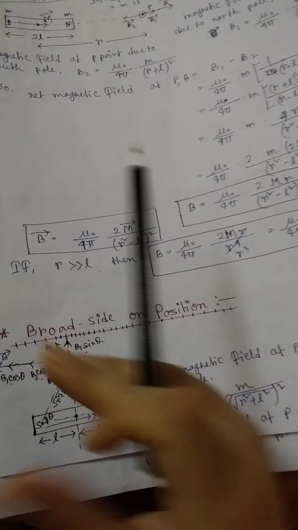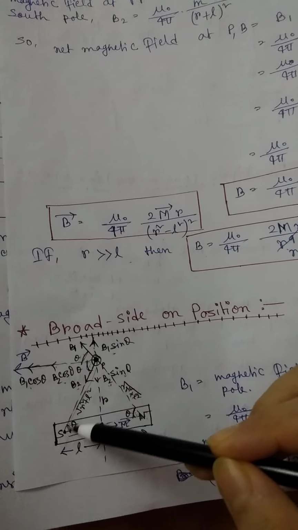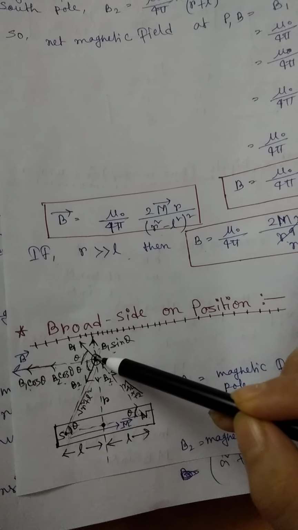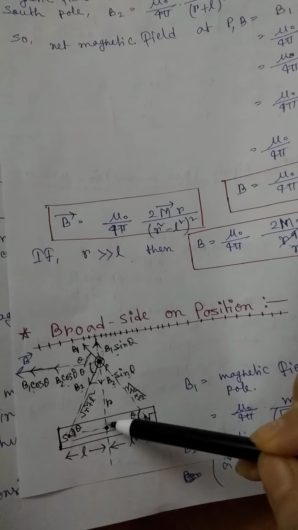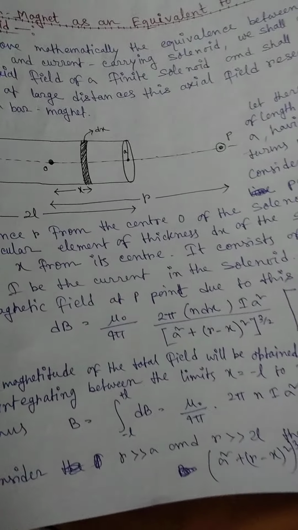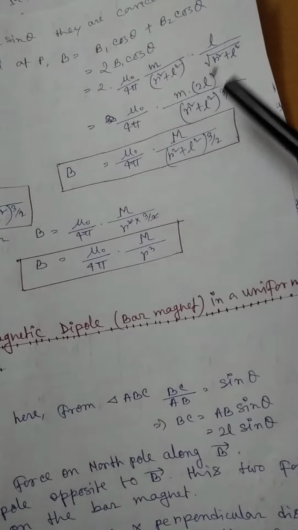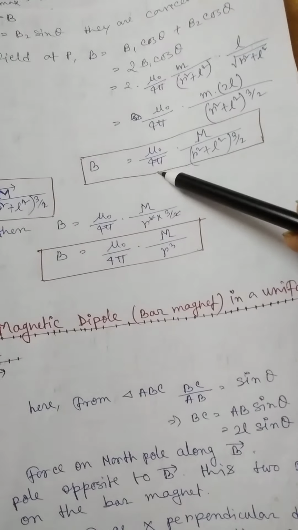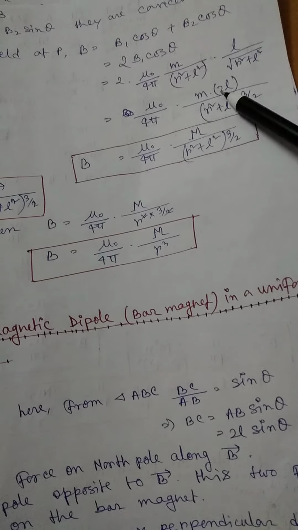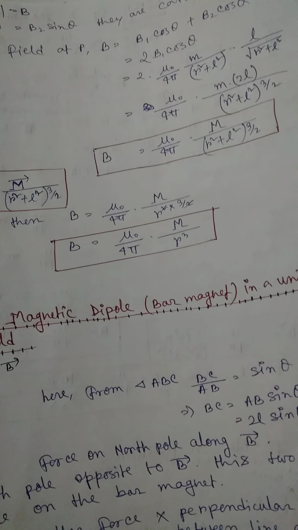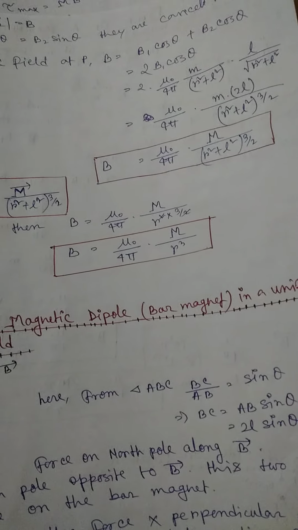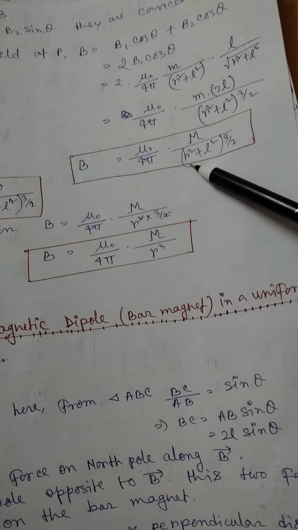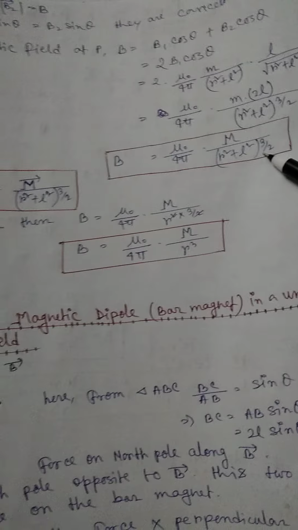Just look here. If we take this right angle triangle, then this one is the base and this one is the hypotenuse, right? So l, base by hypotenuse, equals cos theta. So this is the value of cos theta. Then after solving this, we will get B equals mu naught by 4 pi. This m, capital M, indicates the magnetic dipole moment of this bar magnet, which is m into 2l. So capital M by (r square plus l square) whole to the power 3 by 2.